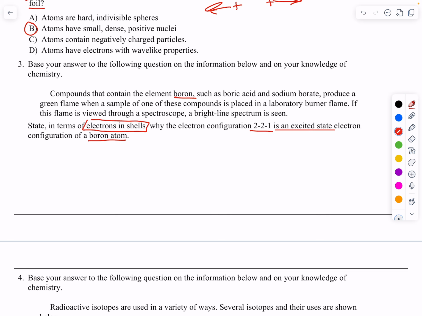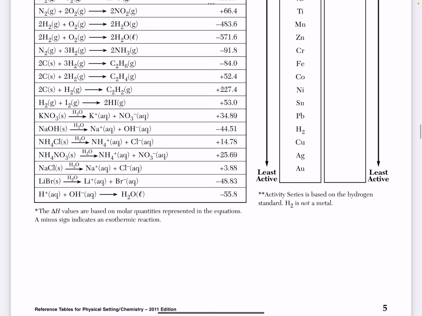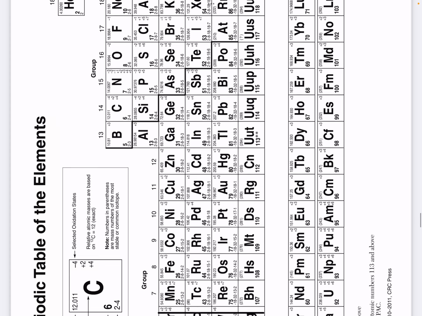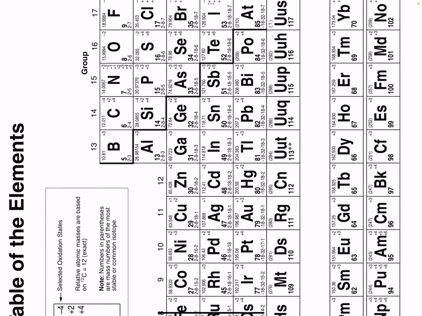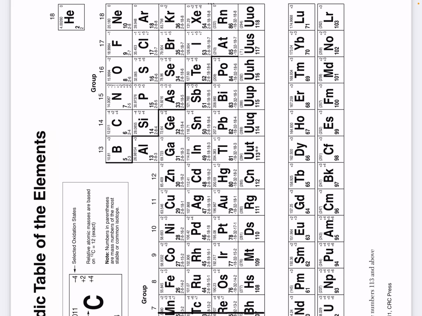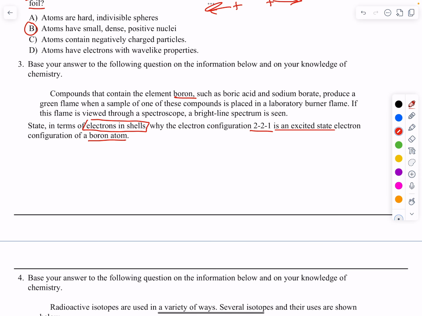So there's 3 electron shells currently. Let's go look at the periodic table. Okay, so we're kind of on our side here, but if I find boron, its electron configuration is 2-3. So boron in the ground state is 2-3. How does this electron configuration compare to that? Well, there's an extra electron shell, right? The number of numbers in the electron configuration tells me there's an extra electron shell.